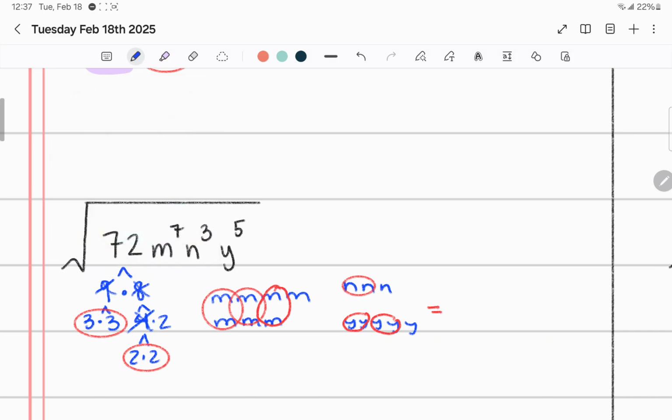So again, for the group of 3s, just a single 3 will represent it, and then a single 2 will represent the 2's. We do want to multiply these 2 together for the outside, so that's 6. And then we've got 1, 2, 3, so that's M power of 3. We have just a single group of N's, so just N, and then we have 2 groups of Y's, so Y power of 2.